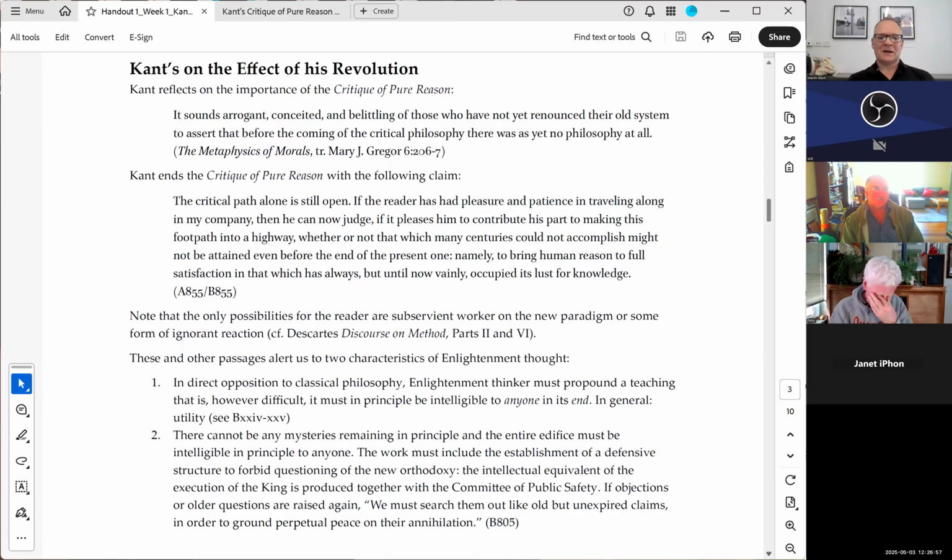Now, I've got a slightly rhetorical remark: the only possibilities for the reader are subservient worker on the new paradigm, or some form of ignorant reaction to it. That's what that last paragraph says. If you're persuaded by my account, then you should be working on the paradigm in a subordinate capacity, because I've laid out the path. You're not going to find your own path; you're going to help develop this path. So that's one, or you could ignorantly react against it the way I am by trying to read Plato or something. Those are the two alternatives.